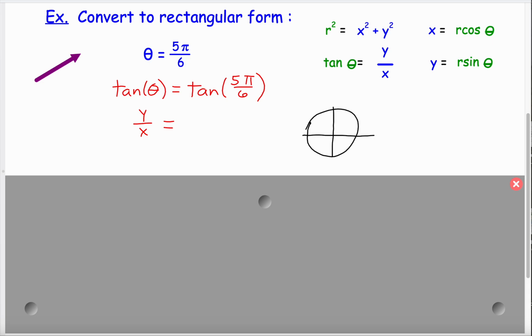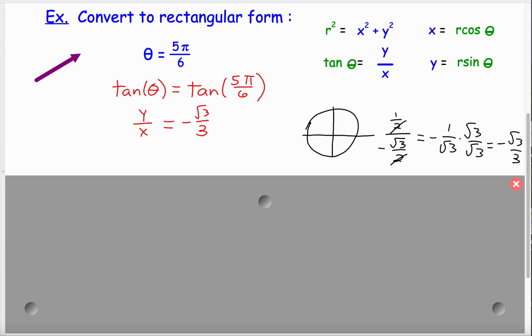The tangent is sine over cosine. The sine was 1/2. The cosine was negative root 3 over 2. The 2's cancel. I get negative 1 over root 3. Then we usually had to rationalize that. So I got negative root 3 over 3. Oh. So the tangent of 5 pi over 6 is negative root 3 over 3.